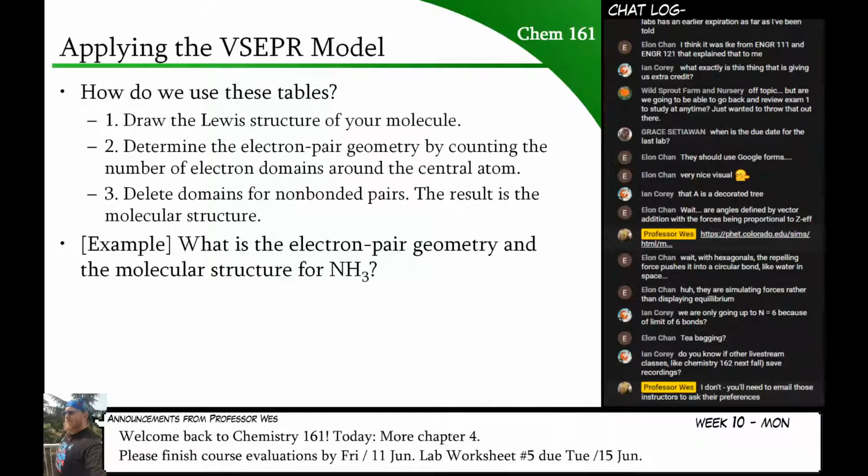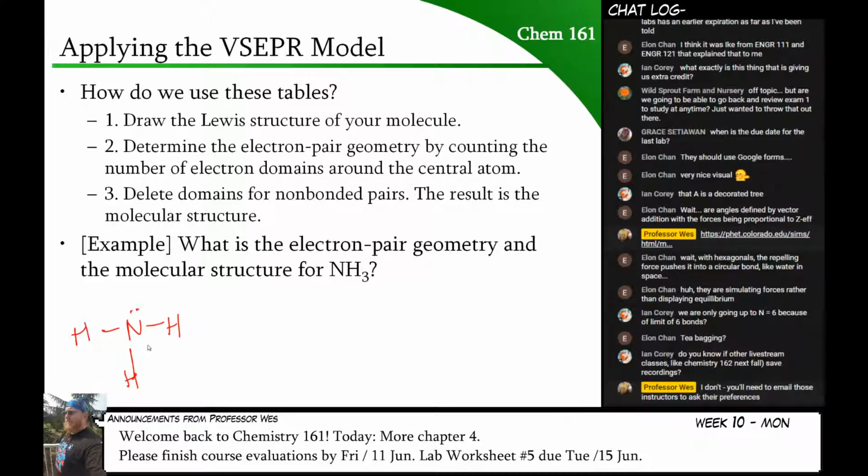All right, so let's suppose I asked you to figure out the molecular structure for ammonia. So we would draw its Lewis structure. To start, you just draw it however you want to. So draw it normally, which is, you draw this, probably, right? Don't worry about angles, don't worry about the shape or whatever.